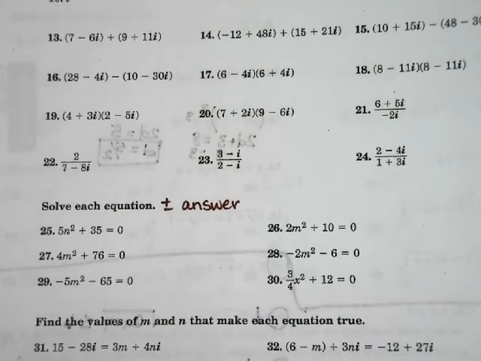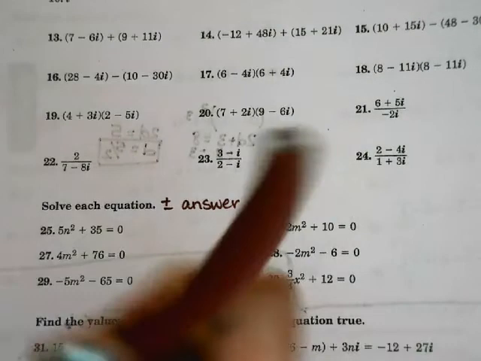31 through 34, those are the real parts and the imaginary parts. So you just set the real parts equal to each other, the imaginary parts equal to each other, and tell me what M and N equal. How about we skip the word problems again?